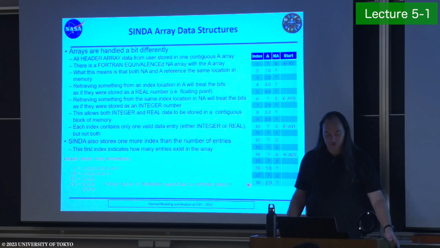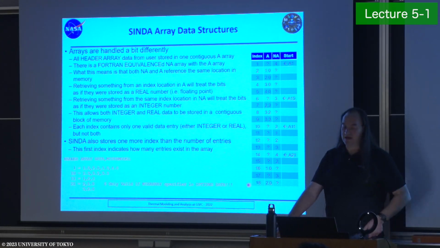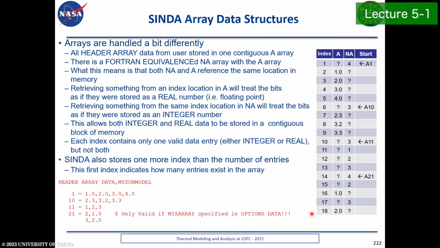The array data structures are even a bit more complicated, and there's something called equivalencing. I have not seen this in other programming languages, but Fortran does it, where I can equivalence two variables or two arrays so they occupy the same space in memory. And so if I go and say, give me the integer value of index number 3, I'll get whatever the integer representation is of the bits that are in there, even if I stored it as a floating point. So that can really get you into trouble if you're not very careful with what your data types are.